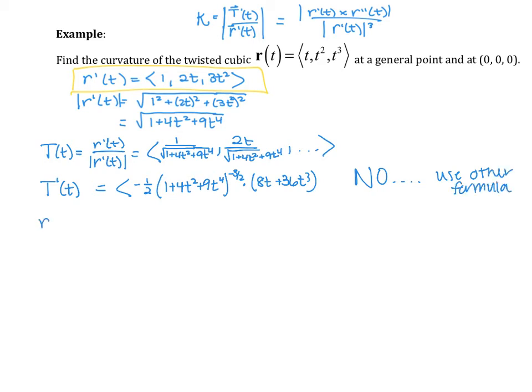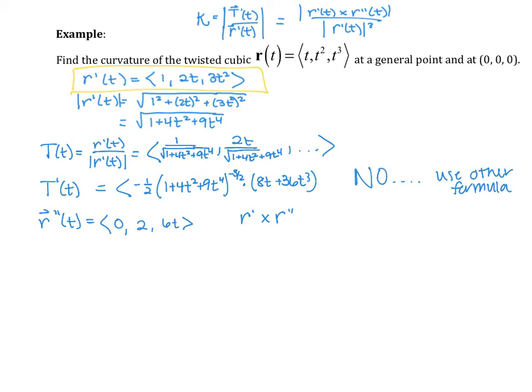Okay, so let's take the second derivative. r double prime of t equals, so we get 0, 2, 6t. So I need to do r prime cross r double prime for the other formula. And if I do that cross product, remember that's the matrix.